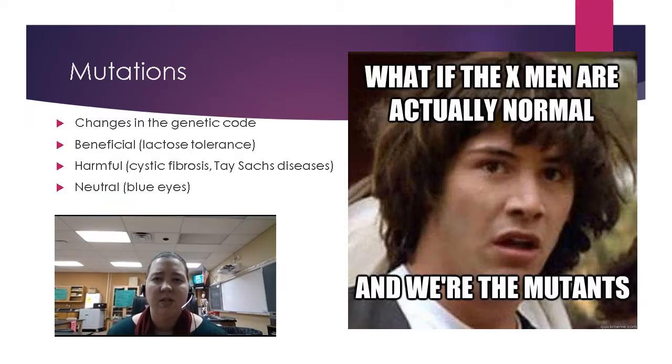So mutations are any change in the genetic code. They can have 3 different effects. They can be beneficial, like lactose tolerance. If you are lactose intolerant as an adult, or at your age, because you're technically medically considered an adult, that's normal. We aren't supposed to process milk anymore.